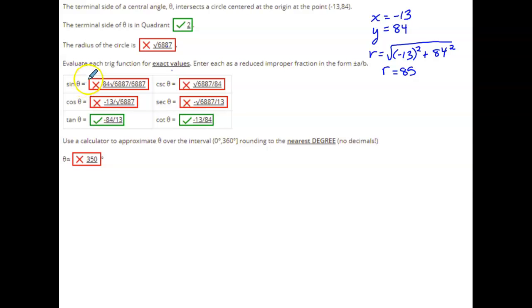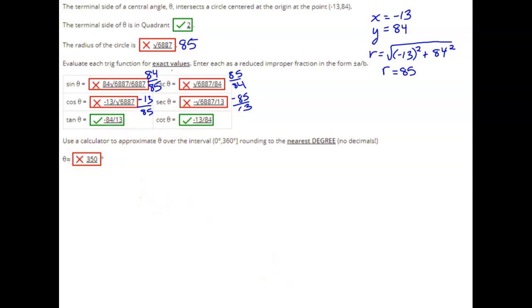Sine is y over r, so that's going to be 84 over 85 because our radius is 85. And then cosecant is the reciprocal of that, so 85 over 84. Cosine is x over r, and our x is negative 13. And then the reciprocal, and then tangent, you had correct.